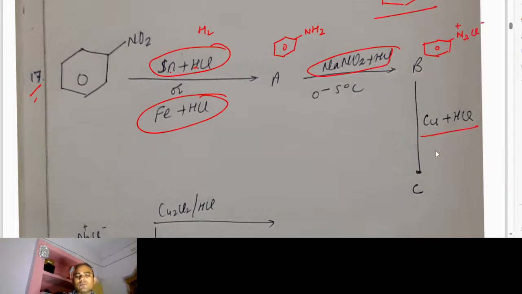Now this one, Cu plus HCl, is called the Gattermann reaction, and this Gattermann reaction will result in the preparation of chlorobenzene. So here it will be the Cl. So this is also a method to prepare chlorobenzene.